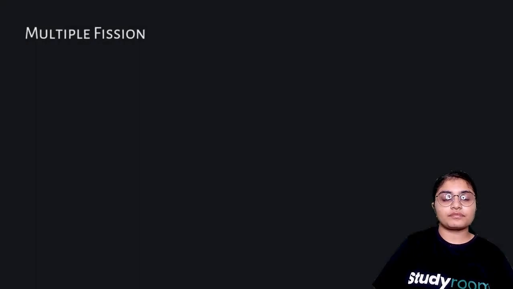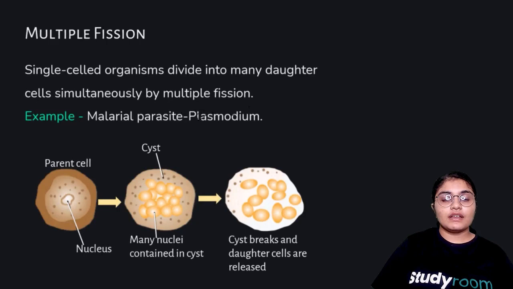Okay. Next, moving on to multiple fission. So what is multiple fission? If a single celled organism divides into many daughter cells simultaneously, this kind of fission is known as multiple fission. And an example of multiple fission is the malarial parasite, known as Plasmodium.